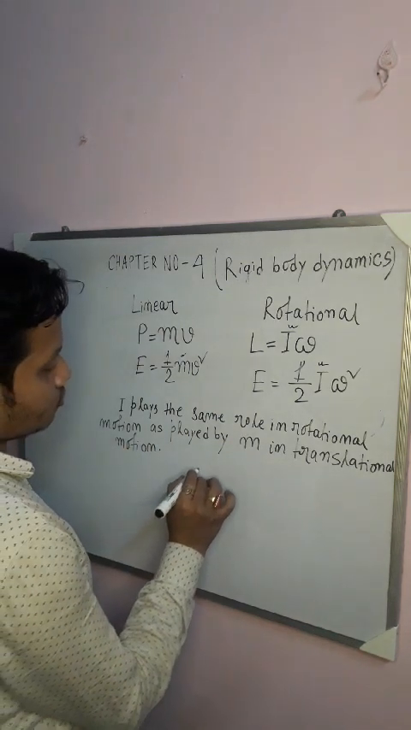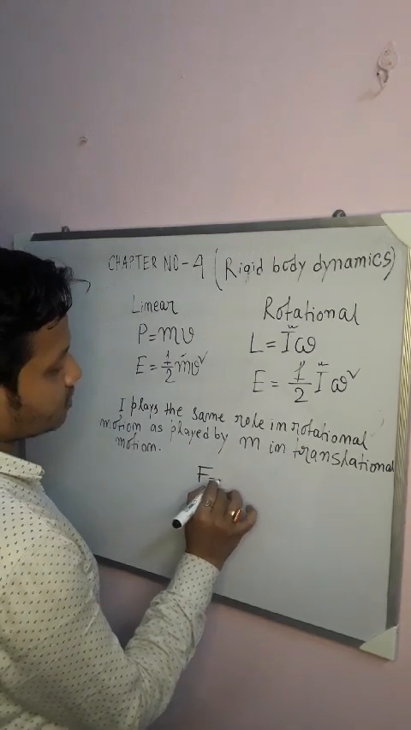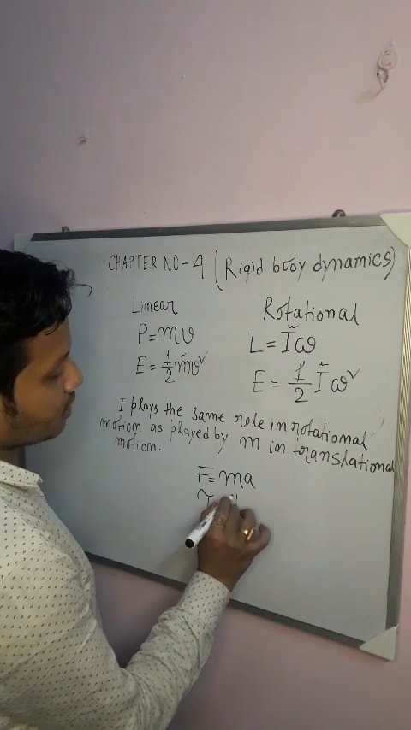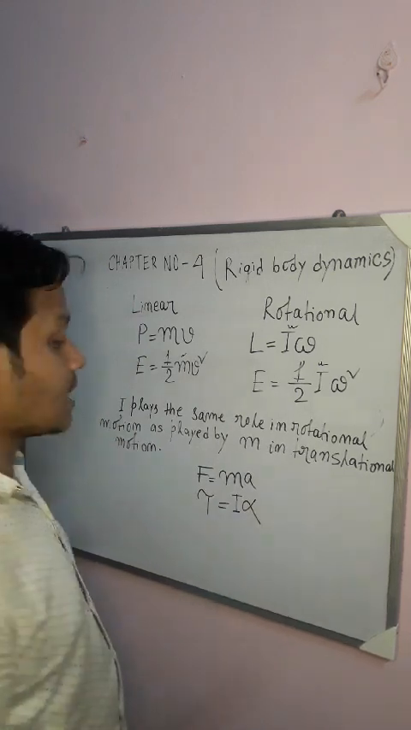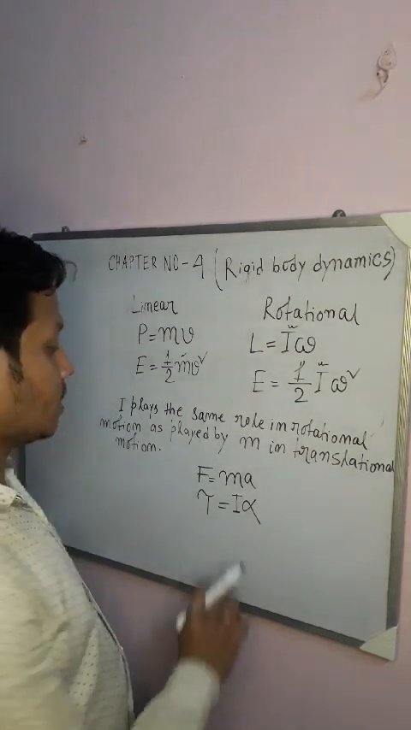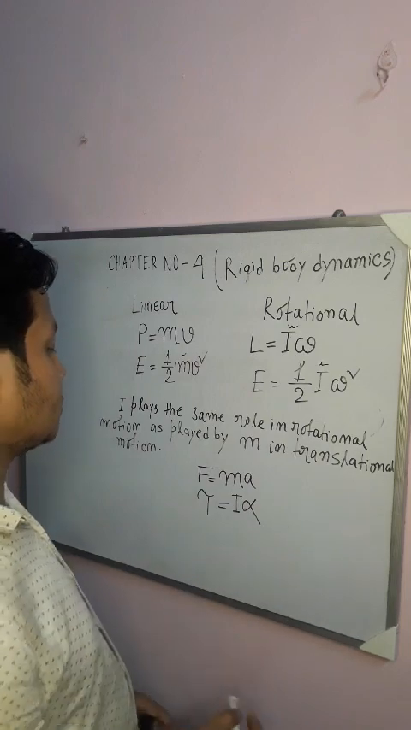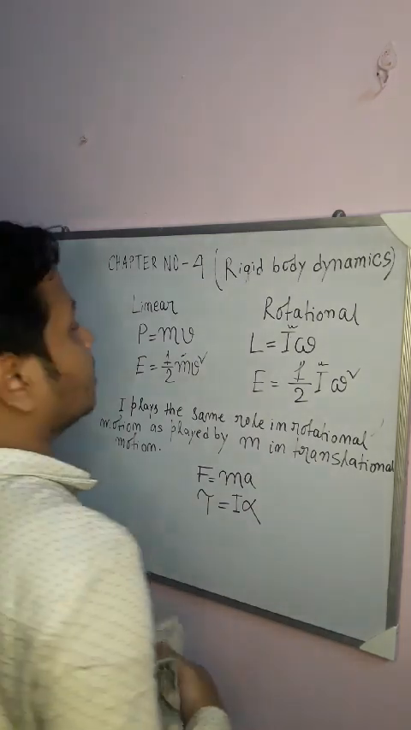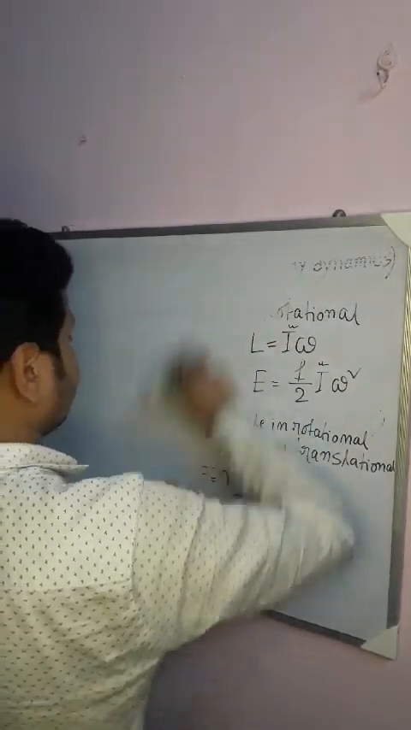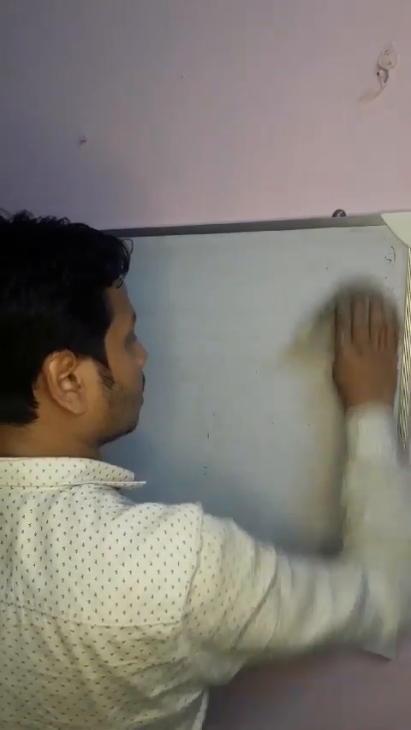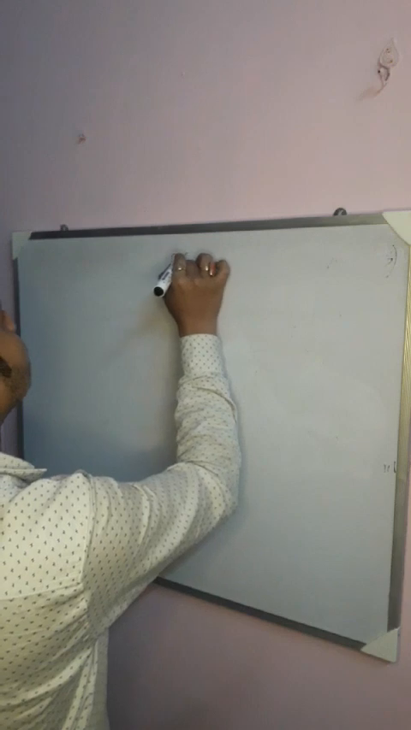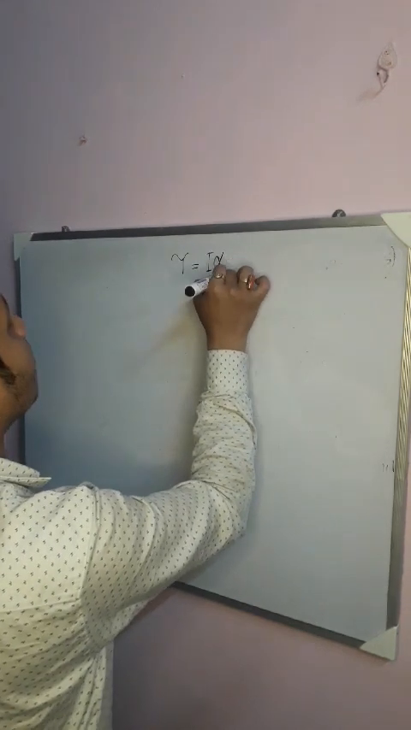Similarly, you can write also that in linear motion force is mass into acceleration. In rotational motion, tau equals what? I alpha. Alpha is the angular acceleration. Okay, now I am going to discuss how this relation comes. Till now we have discussed the concept of moment of inertia and its physical significance. So our next task is to find out this relation tau equals I alpha.